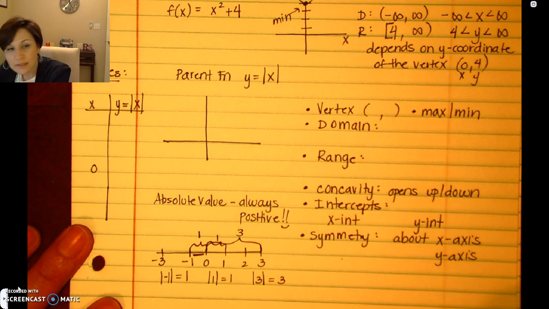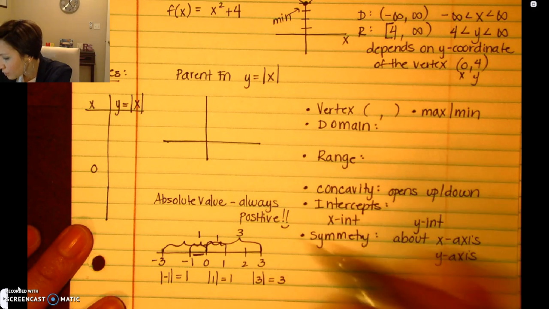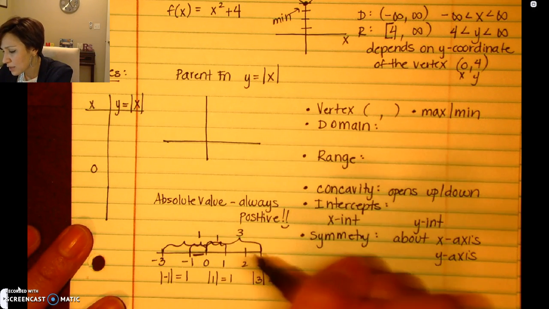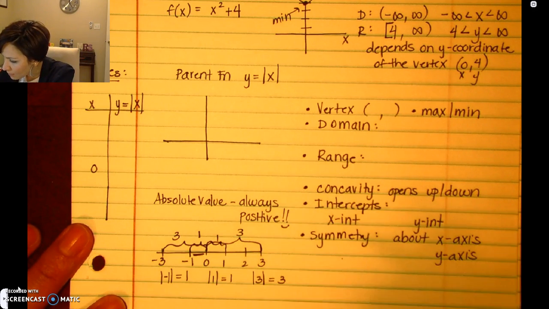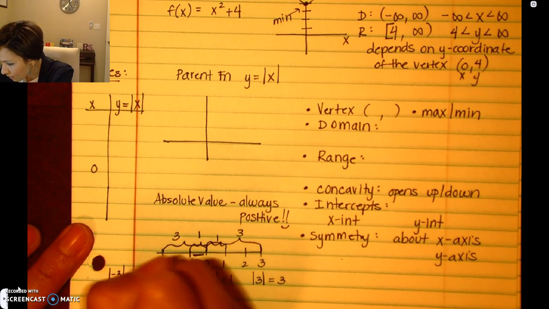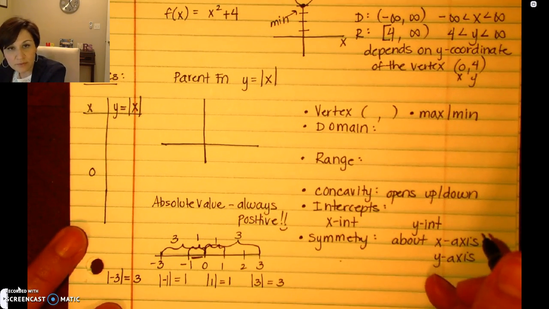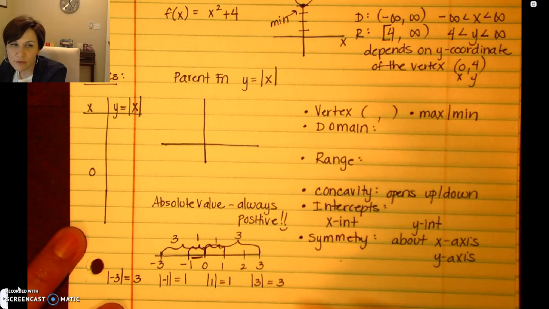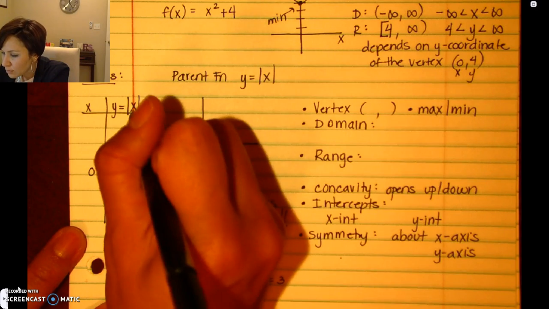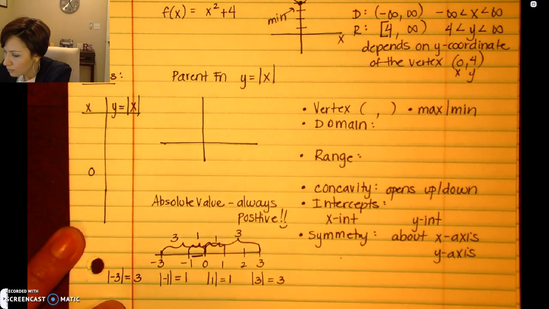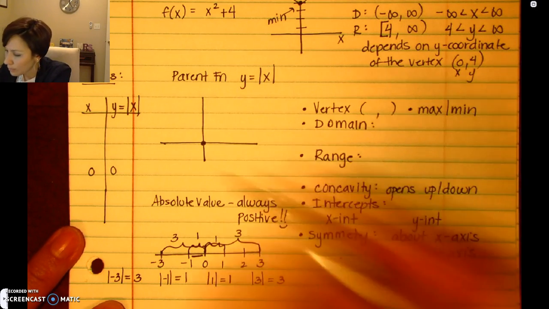If I had the distance from -3 to 0, what would be the distance between -3 and 0? It would be 3. Okay, so that means that the absolute value of -3 is actually going to be equal to +3. Okay, so with this information, you're going to use it to graph your function or make your table.